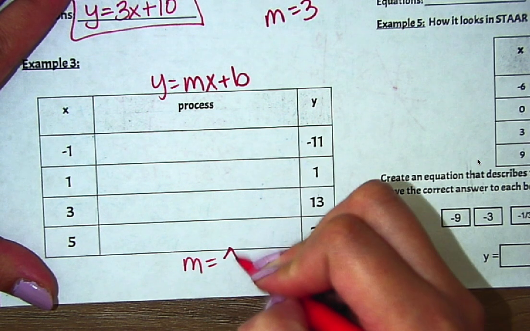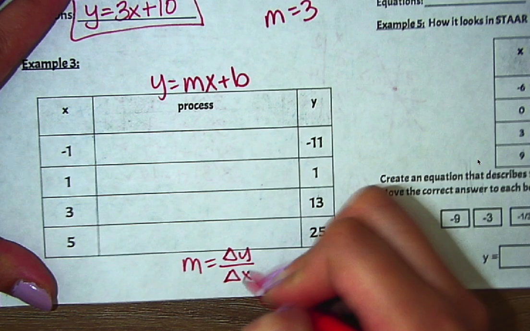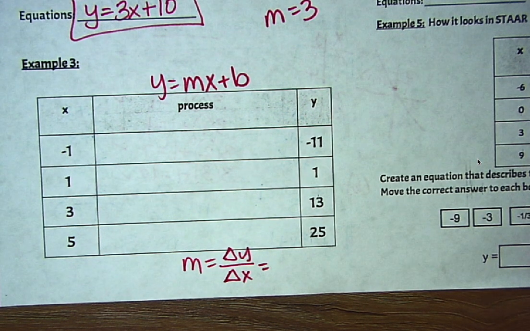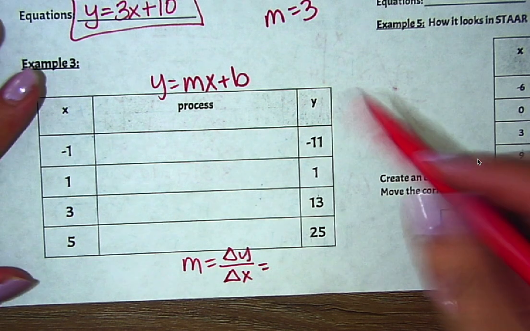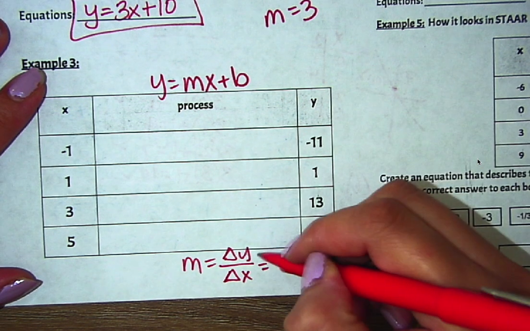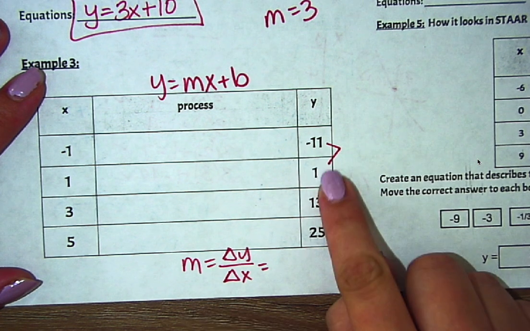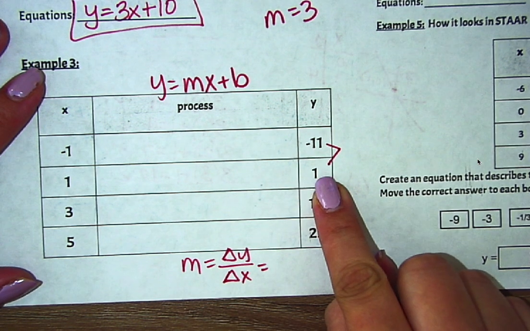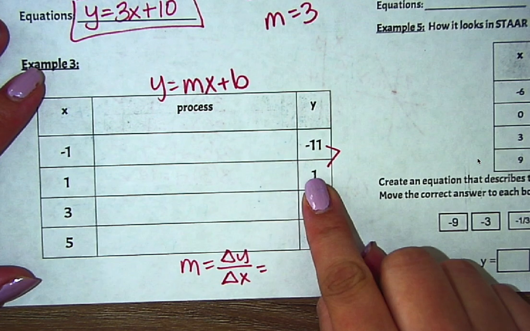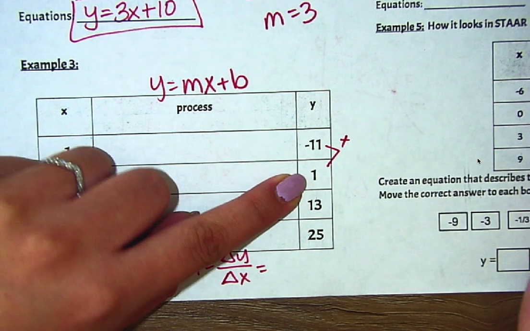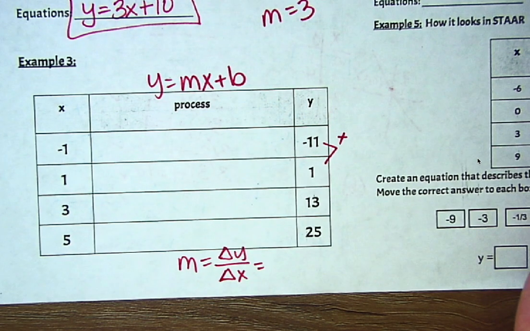M is the change in y over change in x. Okay, change in y over change in x. So let's find our change in y. Let's see what is happening. It's going from negative 11 to 1. Is my number getting bigger or smaller? It's getting bigger, right? From a negative to a positive, my answer is getting bigger. So I know I'm going to add.